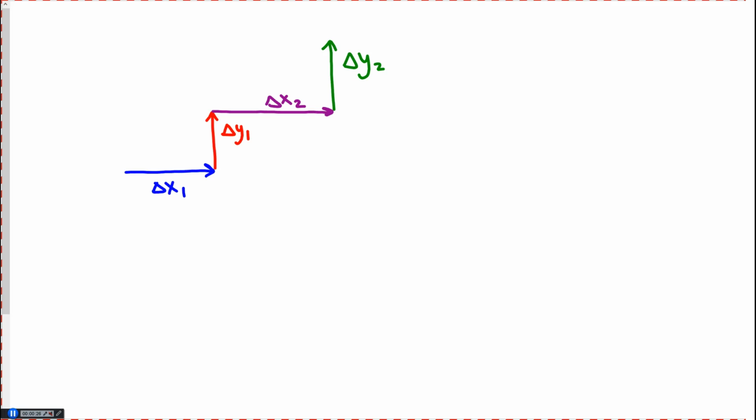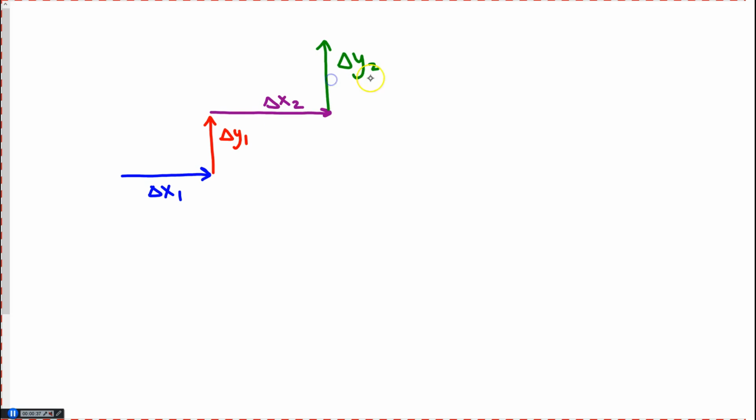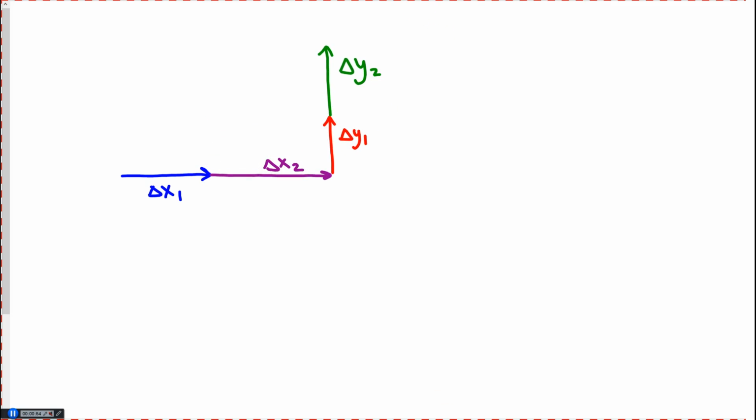Well, we've learned that vectors can be added in any order. Right now, we're taking delta x1, adding delta y1 tip to tail, and then adding delta x2 and delta y2. That's a logical order to use because it's the order in which she actually underwent each displacement. But it's more convenient mathematically to move these around. Let's connect all of the delta x's to each other first, and then connect all of the delta y's.